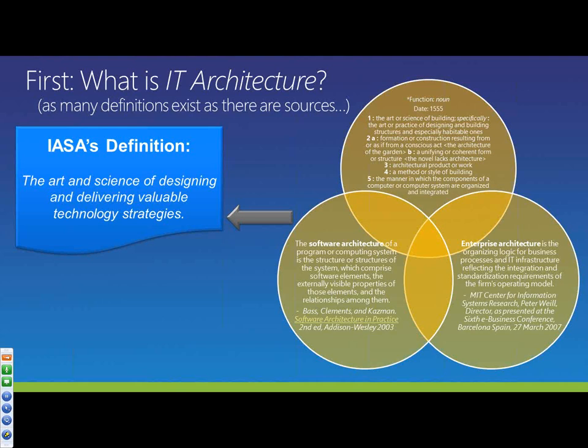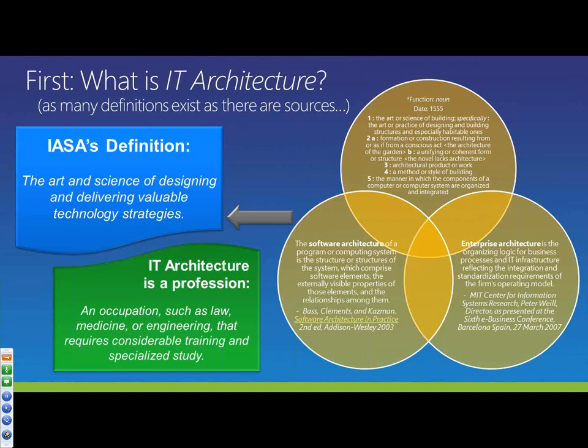And then if you take a look at the profession, it's an occupation such as law, medicine, or engineering that requires considerable training and specialized study. And what's not on the slide is it's backed by certification. If I look at law, if I look at medicine, if I look at engineering, they're backed by certification. What does certification do? Certification sets a bar and says, you're executing against the attributes of this profession to this level. And that's what Iasa is also about.